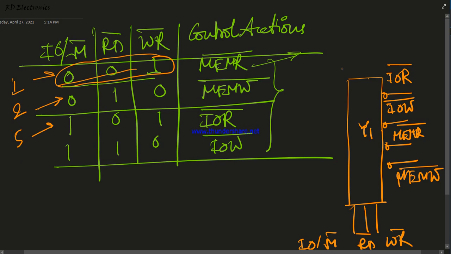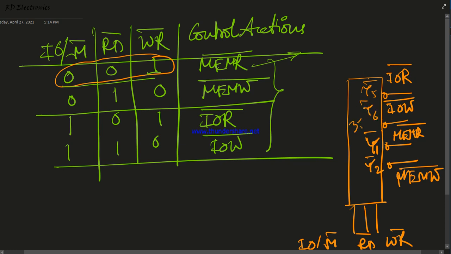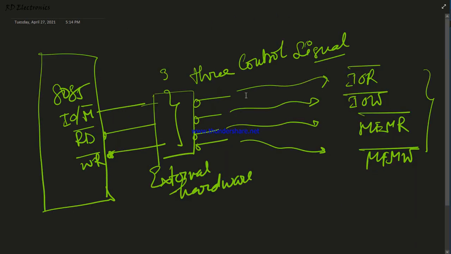So there are basically 4 control signals generated. This is Y1, memory read bar. This is Y2, which is also a bar because it is active low. Then 101, that means this is Y5 bar, and this is Y6 bar. Now using this 3-line to 8-line decoder, we can generate the 4 extra control signals, which are not directly generated from the 8085, but using external hardware like this. This external hardware is also known as a 3:8 decoder.